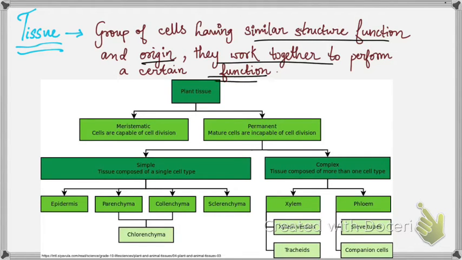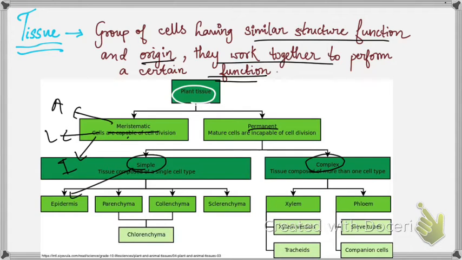Now we learn both about tissues in plants and tissues in animals. So to begin with, let's start with tissues in plants. In plants we have meristematic tissues and permanent tissues. Under the category of meristematic tissues, we have apical meristem, lateral meristem and intercalary meristem. And under the category of permanent tissues, we have simple permanent tissues and complex permanent tissues. Under simple permanent tissues, we have parenchyma, collenchyma and sclerenchyma. And under the complex permanent tissues, we have xylem and phloem. Now we'll be learning all of these in a step-by-step manner.